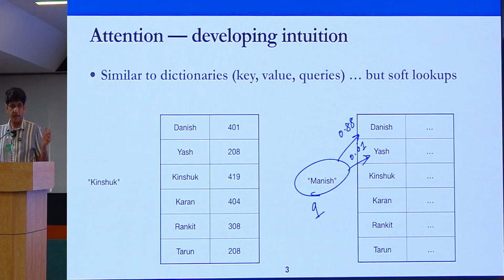So this is a soft matching between a query and a set of keys, and based on the quantity of match, or the strength of this match, you take the values in a weighted fashion. So let's say Manish and Danish are very close, so you take this value and weight it much higher than other values because this match is much stronger.